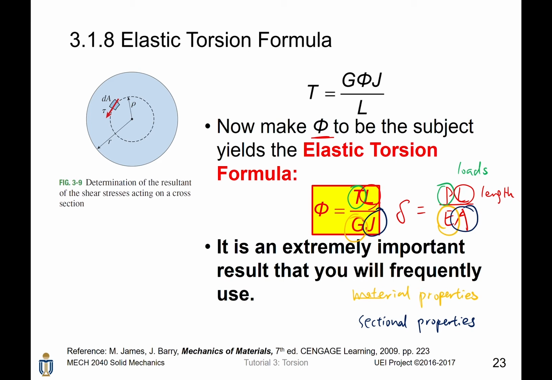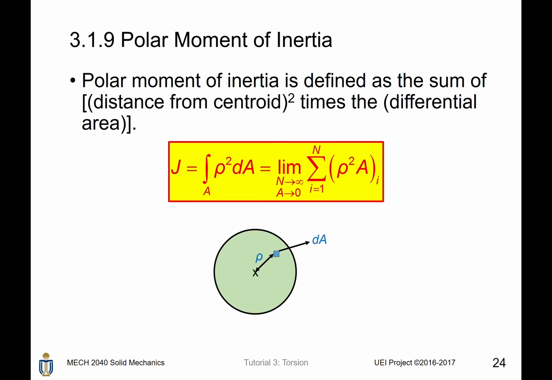It will be illustrated in the examples. Finally, let's talk a little bit about polar moment of inertia. The polar moment of inertia is defined as, for the entire region A, the integral of rho squared times dA. Notice that for this integral, the distance from the center rho is already defined in the polar coordinates. That is, we have the rho axis and also the theta.